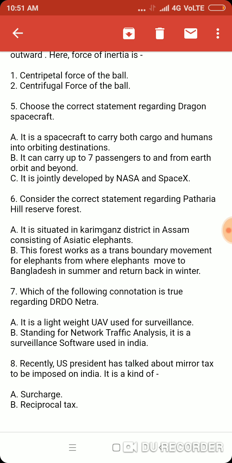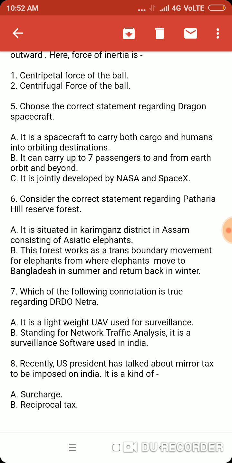It is situated in Karimganj district in Assam, consisting of Asiatic elephants. Correct. This forest works as a transboundary corridor for elephants, from where elephants move to Bangladesh in summer and return back in winter. Correct. Question number 7.